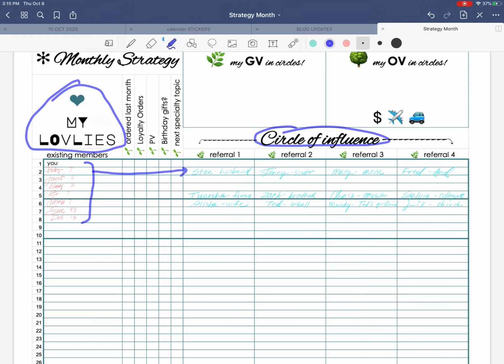And for Betty, like at least 4 people so that I have groups of 500, right? So Betty then would have 100 volume, and then Stan, her husband, there's another 100, and then Jenny, her sister, Mary, her mom, and Fred, her dad. And through talking to Betty, I know that Jenny has some allergies, her mom's got some problems with her skin and joints, and her dad has a problem with his back. So that would be a great circle of influence. They could help each other.